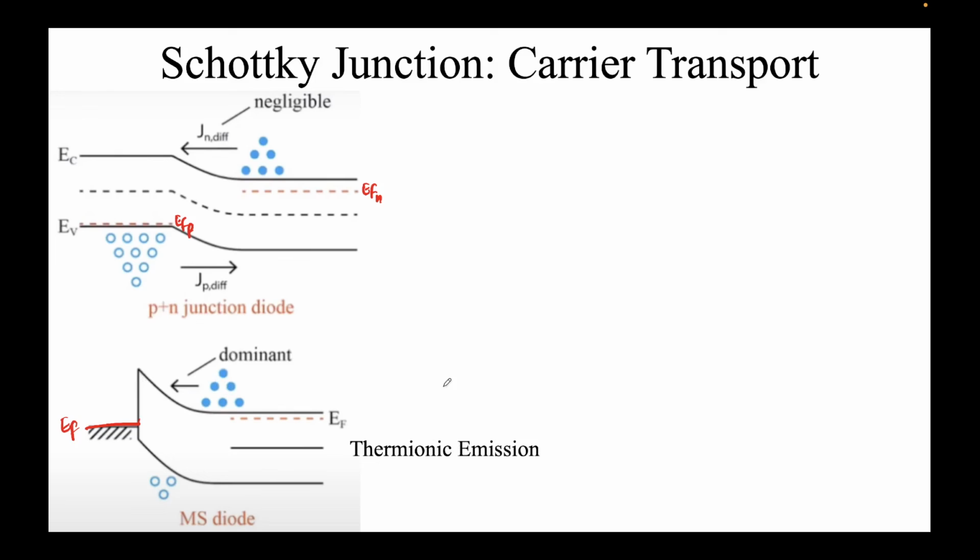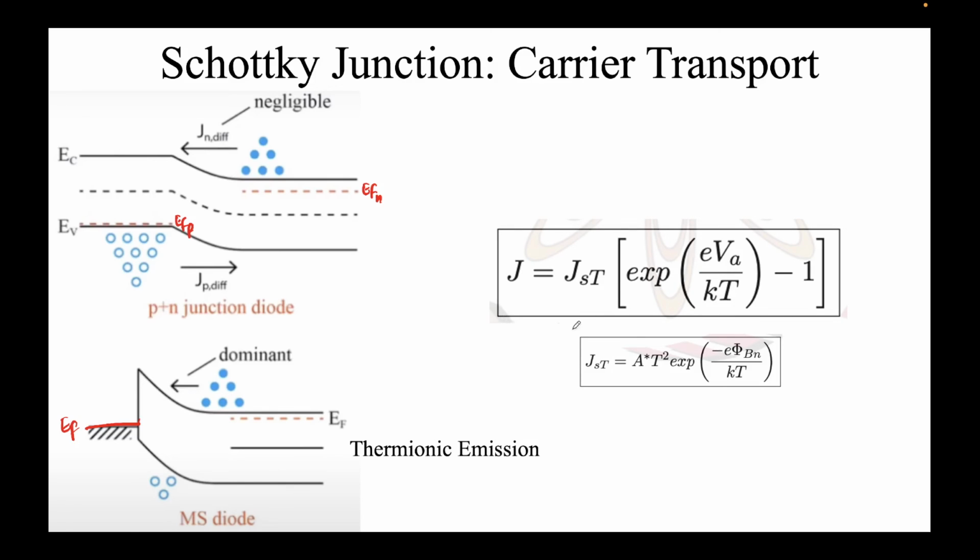It comes from thermal plus ionic. This means it depends on temperature. How does it depend on temperature? It just so happens that the nature of the expression is very similar to what we obtained in the case of a PN junction diode. So J is again your current density. J is your I over A, current over area, so amps per centimeter square will be the units.